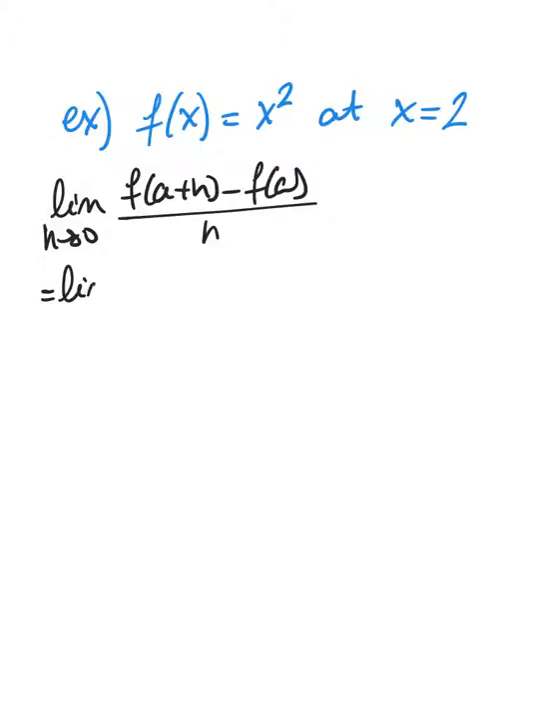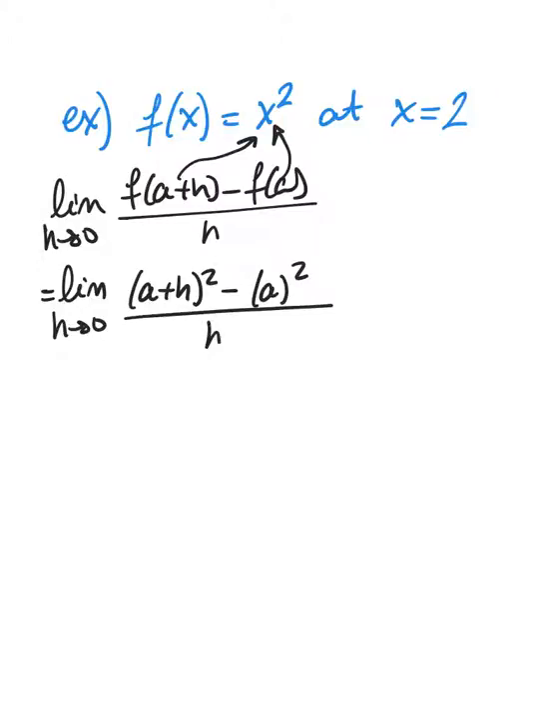So when we do this, we have the limit as h approaches 0. F of a plus h. Think of the previous example. How did we do f of 5? We plugged in 5 into x. So that means a plus h is going to go in for that x. So that's going to be a plus h squared minus f of a. That's like f of 1. We plugged in 1 into x. So here this a goes into that x. That becomes a squared all over h.